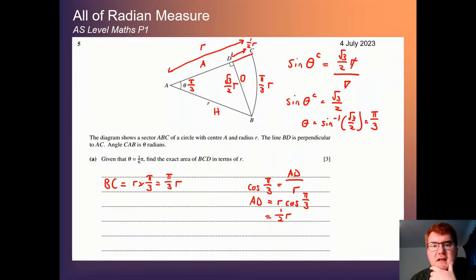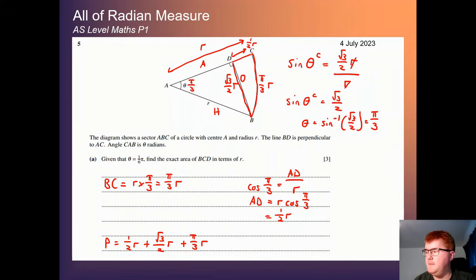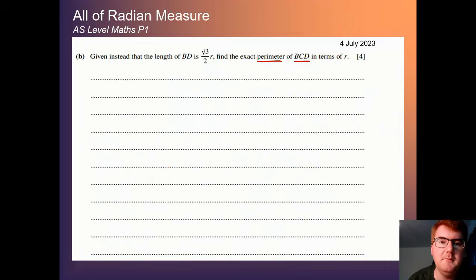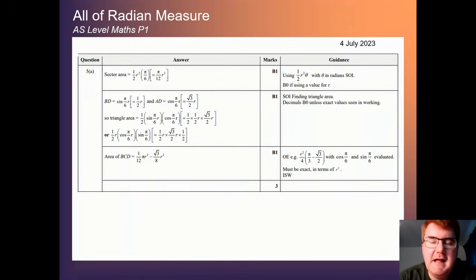So if we want the perimeter here, we just need to add all these things together. So the perimeter will be equal to a half r plus root 3 over 2r plus pi over 3r. We're just adding the three sides of the shape that we are looking for there as well. Again, any order is also fine too. So you can have a quick look through the mark scheme and make sure you're just happy with what I've done there. Again, you can rely on your calculator to work out some of these exact values for you.